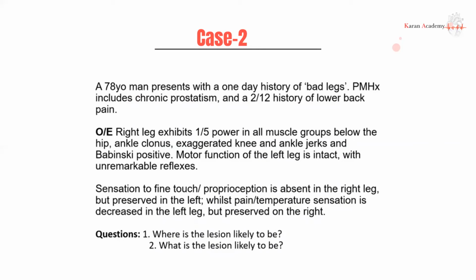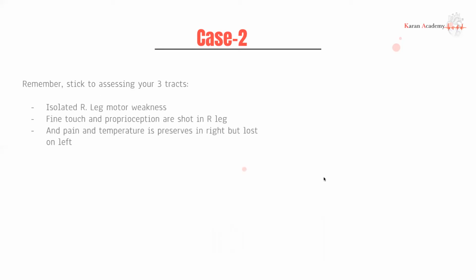So right leg is shot. Motor function on the left leg is intact. Sensation to fine touch and proprioception is absent in the right leg, but preserved in the left, whilst pain and temperature is decreased on the left, but preserved on the right. So this is so much. I know what the answer is, but even reading this, I'm so confused. So the only way I'm going to remember this is by going through those individual things.